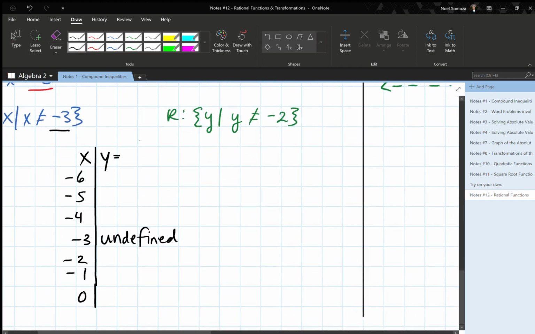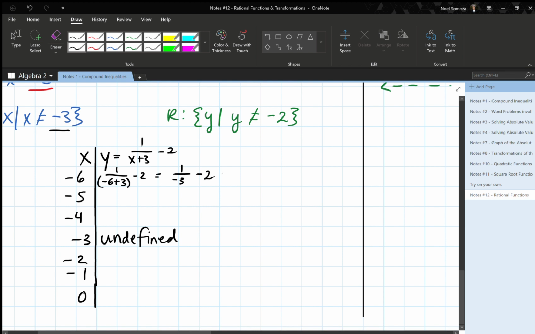Our original function was 1 over x plus 3, minus 2. So I'm going to have 1 over -6 plus 3 and then minus 2. First I need to clean up that denominator. Imagine it is in parentheses; you have to clean that up first. So then you have 1 over, that's going to end up being -3, and then minus 2.